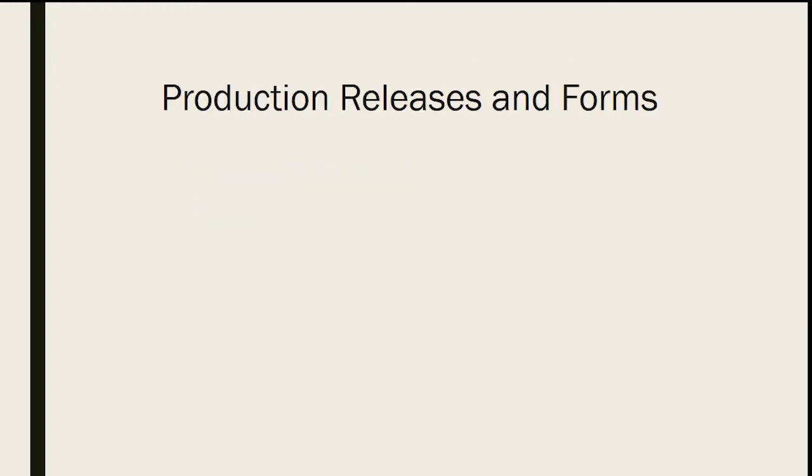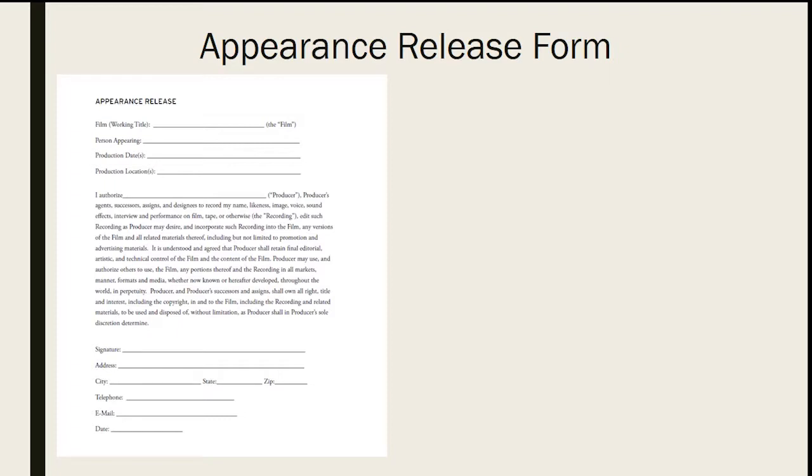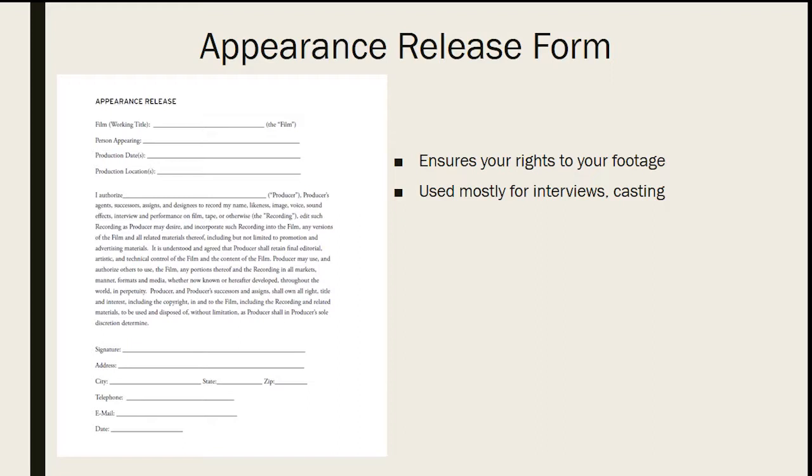While you are planning, you'll want to make sure you have production releases and forms, including appearance release forms, location releases, call sheets, shot lists, and camera and sound logs. An appearance release form is a document that protects you and your project by ensuring you are the proper owner of the footage that includes the image of a person. The risk of a lawsuit is small, but possible.